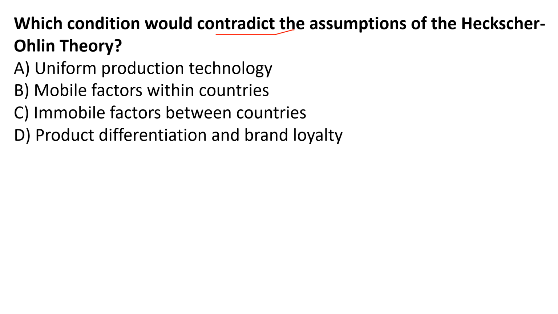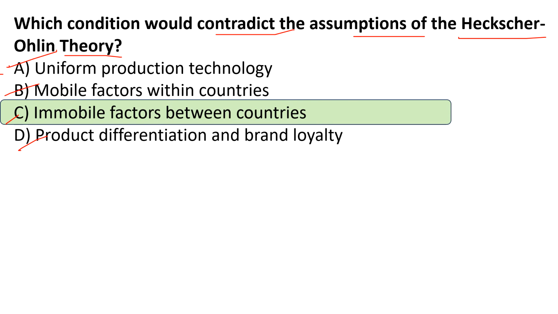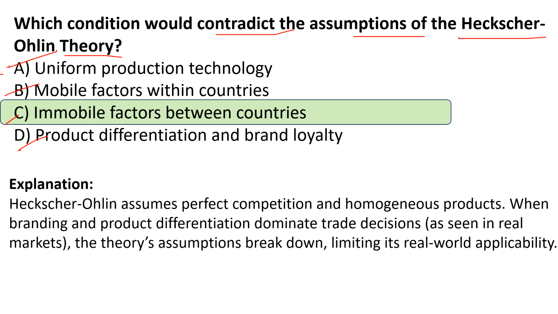Which condition would contradict the assumption of Heckscher-Ohlin theory? Basically, there is one option that contradicts the assumptions of the theory. Which option is that? A, uniform production technology. B, mobile factors within countries. C, immobile factors between countries. Or D, product differentiation and brand loyalty. So the right answer is product differentiation and brand loyalty. See, Heckscher-Ohlin assumes perfect competition, correct, and homogeneous products. When branding and product differentiation dominate trade decisions, as seen in real markets, the theory's assumptions break down, limiting its real-world applicability. Okay.